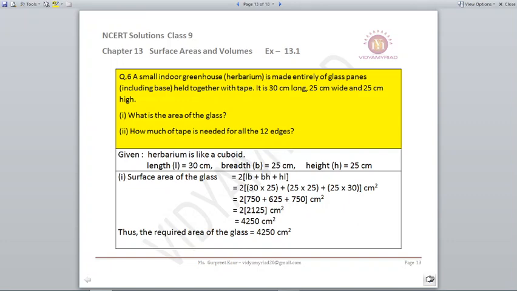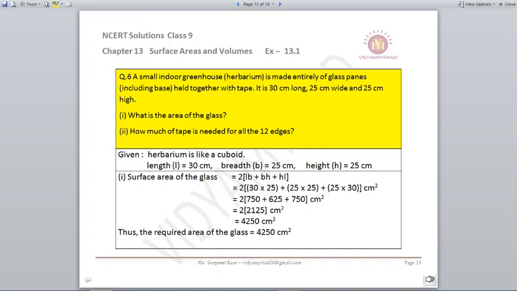Question number 6. A small indoor greenhouse herbarium is made entirely of glass panes, including base, held together with tape. The sides are given: 30 centimeters long, 25 centimeters wide and 25 centimeters height. Find the area of the glass.